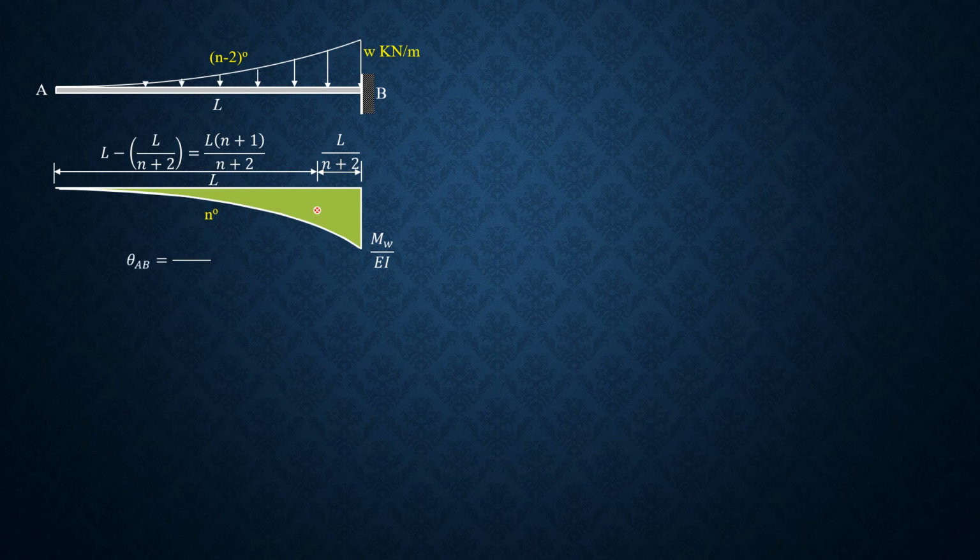So theta AB is the area, which is 1 over n plus 1 in general, times L times M wall over EI. Moment at the wall due to the loading is negative. The interpretation is negative because the tangent at A to the tangent at B rotates clockwise, and clockwise rotation is negative. But the slope at A is positive. So EI theta in general is moment at the wall, L over n plus 1.